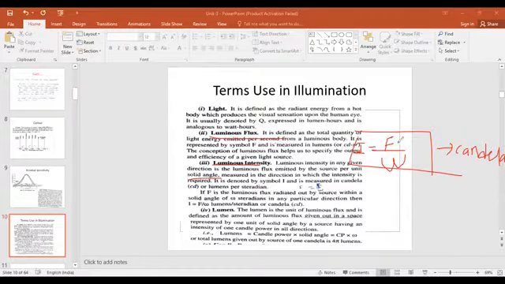Another unit, how do you calculate another unit? What is the unit of this? What is this? F. F is the luminous flux. And what is the unit of luminous flux? Can anybody tell me? Unit of luminous flux. Lumen. And this solid angle, we will discuss in detail about the solid angle. Just keep in mind what solid angle is.